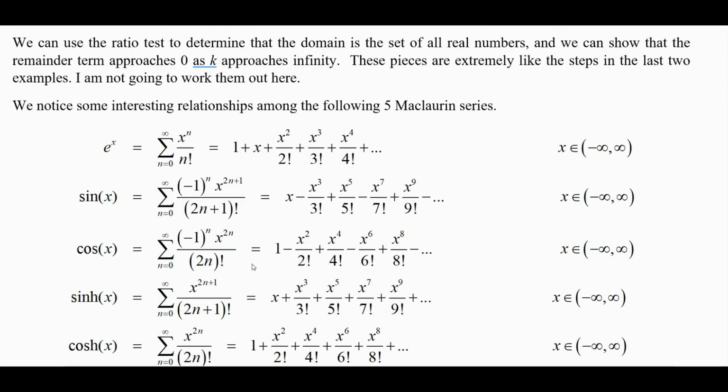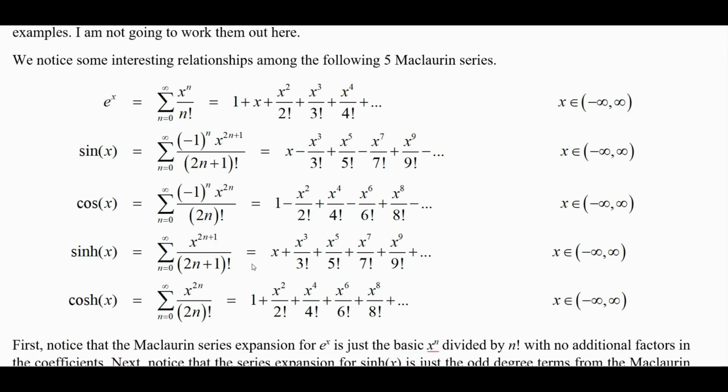Now, this gives some interesting relationships among the following series. e to the x we cited was the sum from n equals 0 to infinity of x to the n over n factorial: 1 plus x plus x squared over 2 factorial plus x cubed over 3 factorial plus x to the fourth over 4 factorial, and so forth. Sinh of x is just the odd powered terms of the e to the x expansion. Look at that. See? Cosh of x is just the even powered terms of the e to the x expansion.